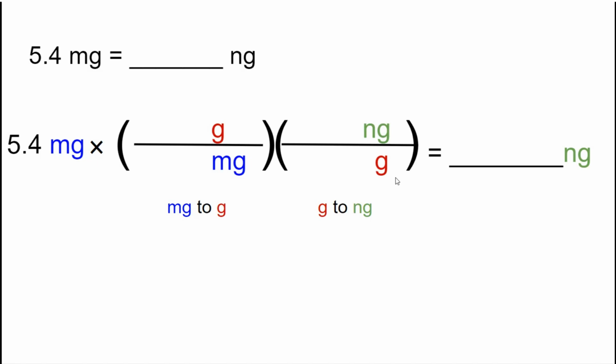In the second conversion factor, we put gram at the bottom. So these 2 grams, they can be canceled, and then we can go to nanogram. Okay, now after we have set up the units, we need to fill in the numbers.